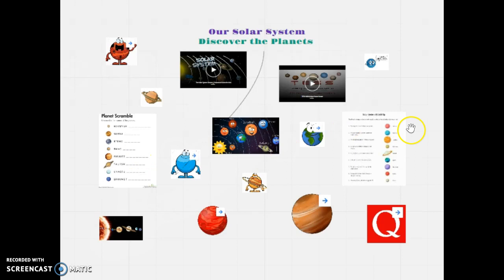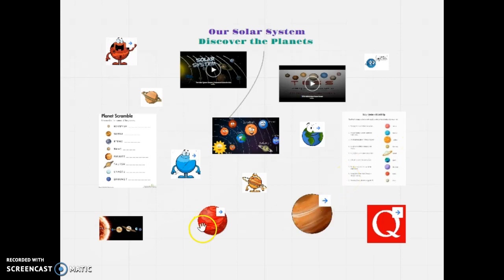I've got Planet Scramble and I've got a matchup game. Of course, the idea is to get the students out of their seats and they can take turns with unscrambling the word and writing right on the whiteboard, which students seem to like to do, younger ones at least.